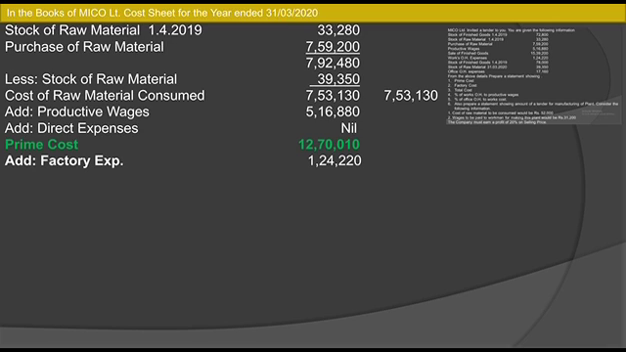So the next heading will be the addition of the factory expenses to the prime cost. So it's 1,24,220. Once the factory expenses are added, we get the factory cost, or you can say works cost, that is prime cost plus factory expenses, equal to 13,98,220. Now once a person is in a position to know the factory cost, the next step is that he or she has to identify the office and administration expenses.